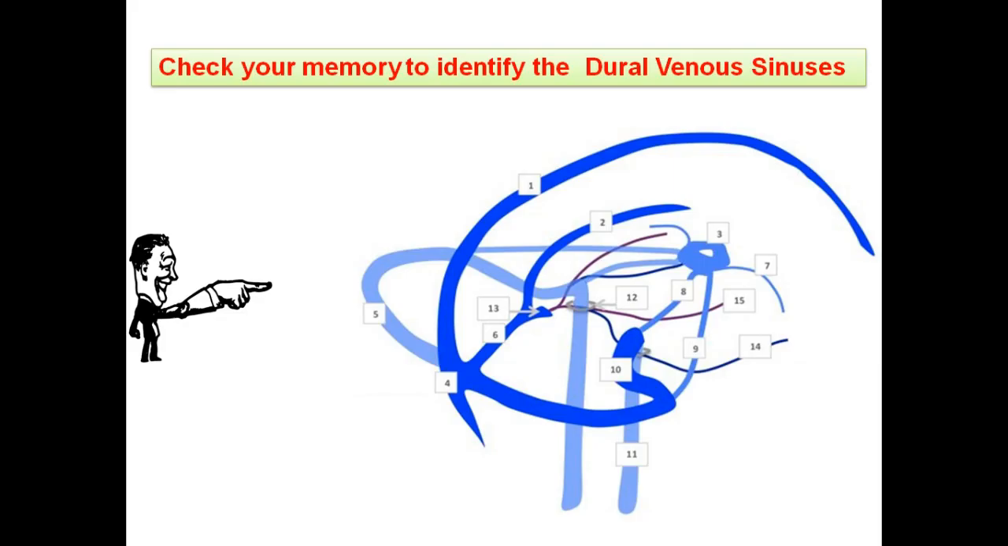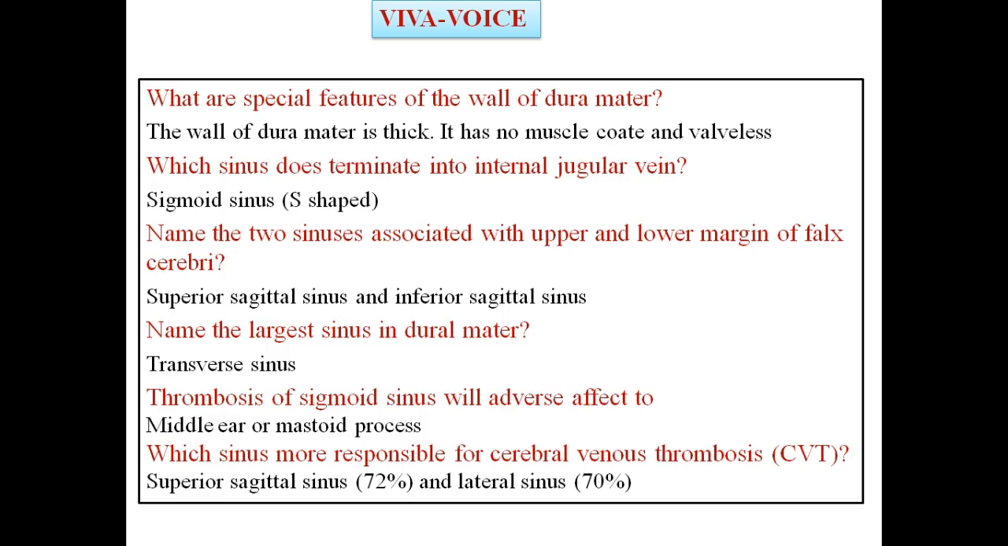Check your memory to identify the dural venous sinuses. As I already explained: the superior sagittal sinus, inferior sagittal sinus, transverse sinus, occipital sinus, confluence of the sinuses, superior petrosal, inferior petrosal, and sphenoparietal. You have to identify these sinuses, and these are the viva voce questions related to the dural venous sinuses.